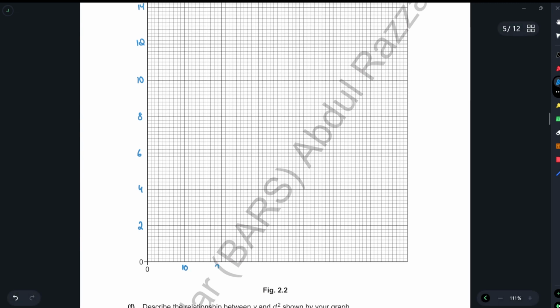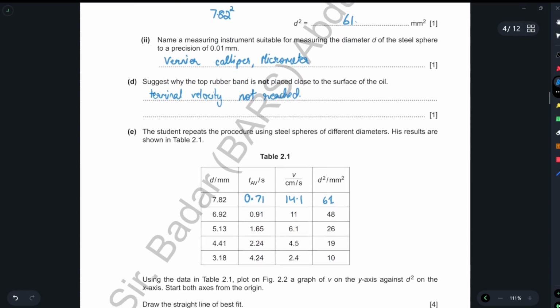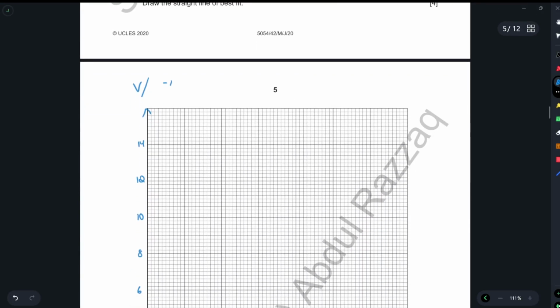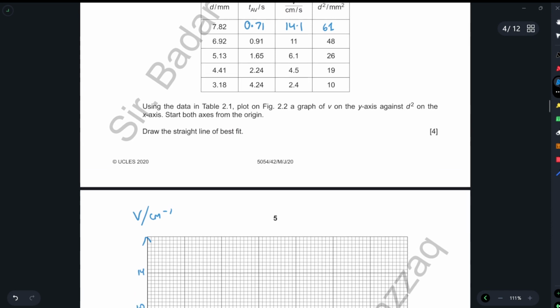Then you've got 10 20 30 40 50 and 60. ठीक है, this right here is d squared in millimeter squared. Again, of course, label your axes. This right here is velocity in meters per second. Yeah, millimeters per second. Centimeters per second actually. Cool. So this right here is centimeters per second.